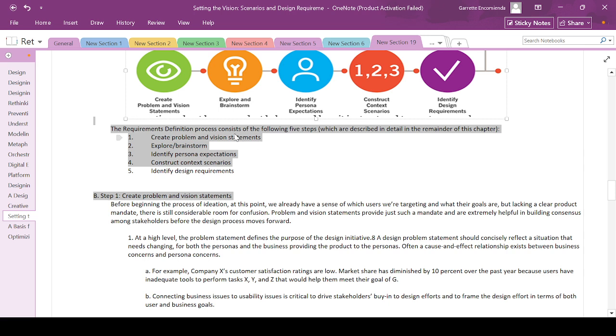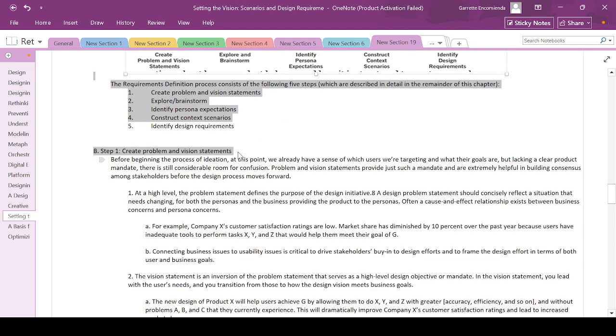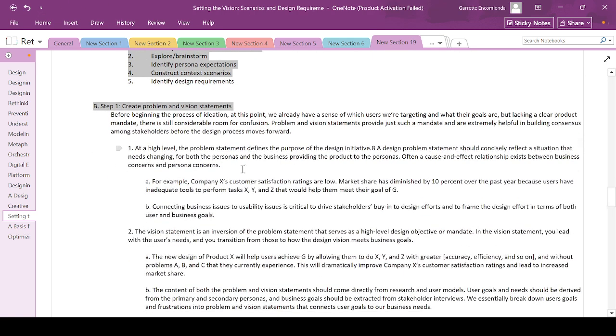So the requirements definition process consists of the following five steps, which are described in detail in the remainder of this chapter. Create problem and vision statements. So what are we actually trying to solve? These are important because we need to connect these user and business goals so that we can simultaneously communicate to developers and stakeholders. Explore or brainstorm. Identify persona expectations. Construct context scenarios. So we will construct from those three types of scenarios. Identify design requirements.